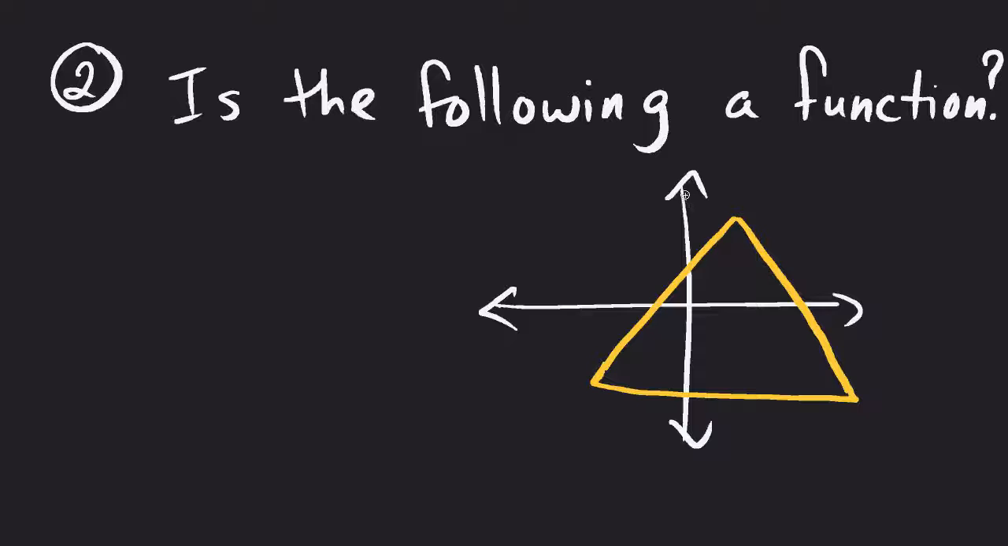Well, what do you notice about this vertical line right here? We're already looking at that y-axis. It hits it here once and twice. So that one vertical line hit it 2 times. Once it hits it more than once, that means that this one fails.